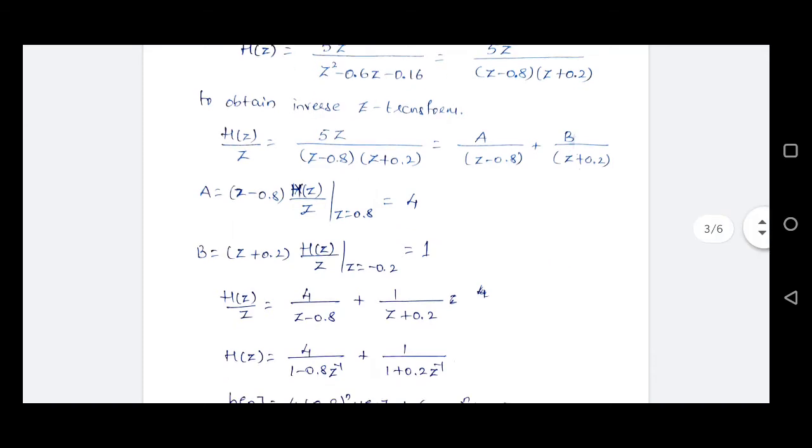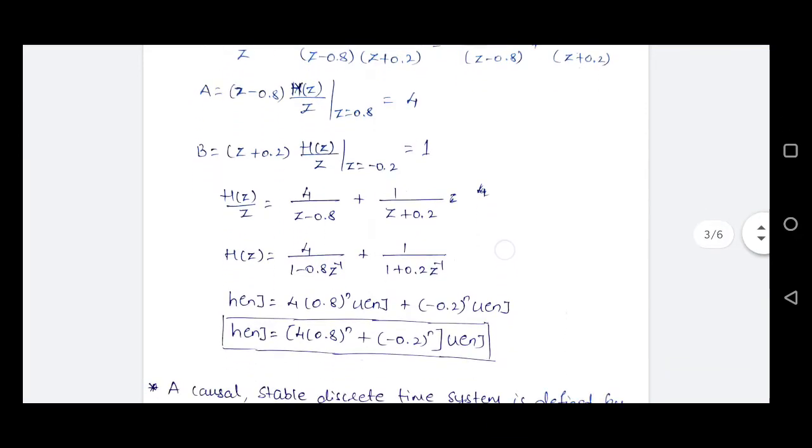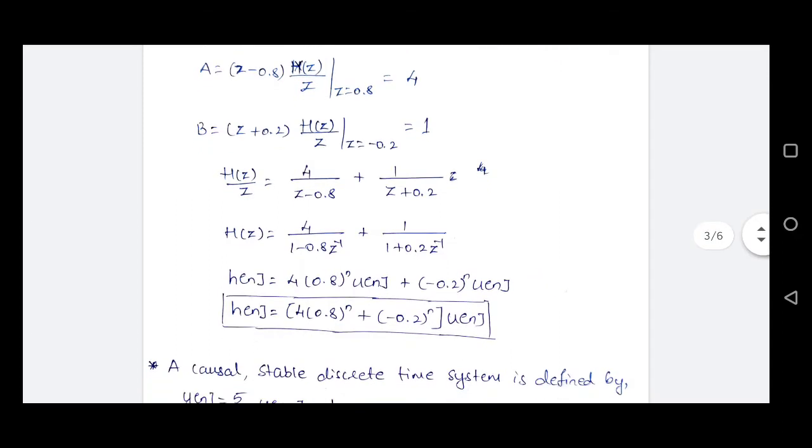A will be calculated as z minus 0.8 multiplied by h of z divided by z when z equals 0.8. By simplifying this, we'll get A's value as 4. And B will be calculated as z plus 0.2 multiplied by h of z divided by z for z value minus 0.2. By simplifying this, we'll get B value as 1. Using this, h of z divided by z can be written as 4 divided by z minus 0.8 plus 1 divided by z plus 0.2.